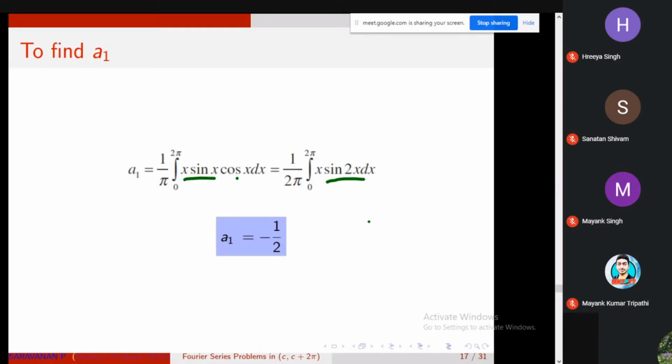Now you can integrate this using integration by parts. I left the computation, you can try on your own. It's very simple. Write x as it is, then integrate sin 2x, then minus, differentiate x and integrate whatever you have got here. Then apply the limit 0 to 2 pi. Then you will get a1 equal to minus 1 by 2.